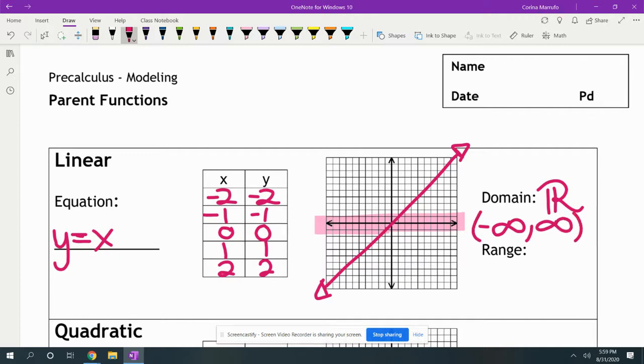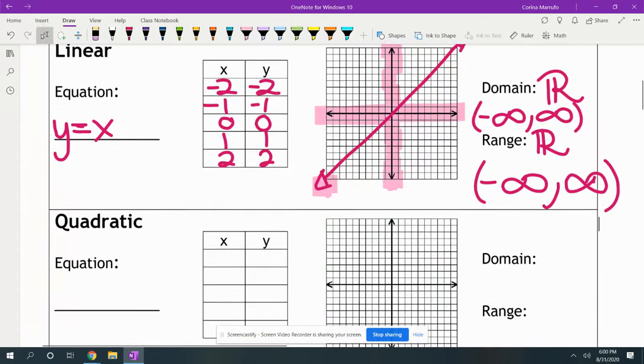Now next for the range. How low does our graph go? Well, we see that our graph is all the way down here, so it covers the y values all the way down here, and it continues all the way up here, and it'll continue on. Just like the domain, on a linear parent function, our range is all real numbers as well. So if we write that as an interval, it'll be -infinity to +infinity.